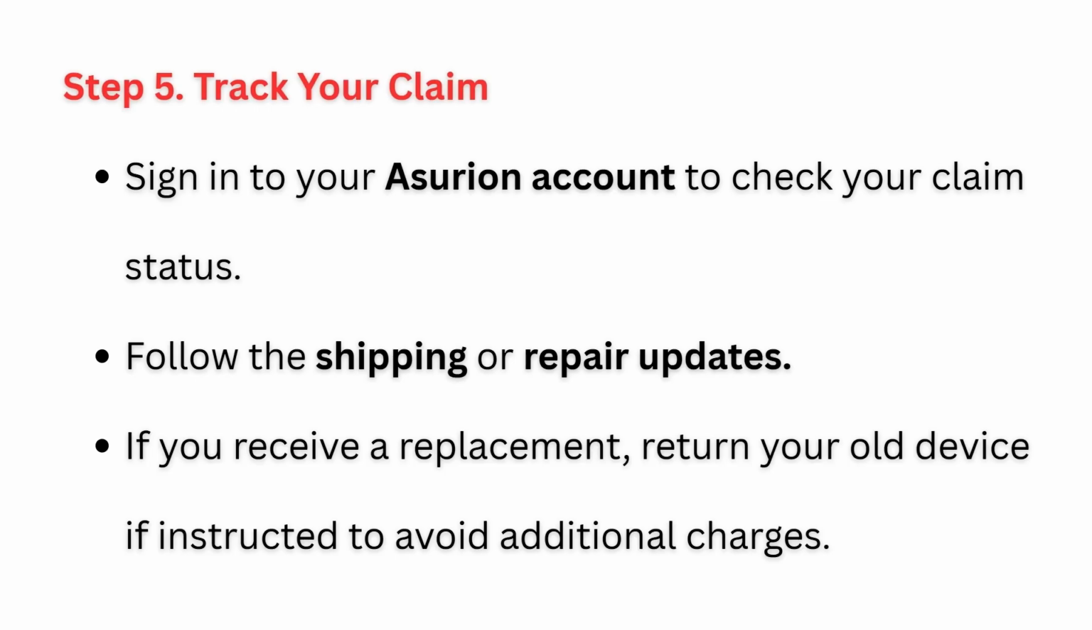Step 5. Track your claim. Sign into your Assurant account to check your claim status. Follow the shipping or repair updates. If you receive a replacement, return your old device if instructed, to avoid additional charges.